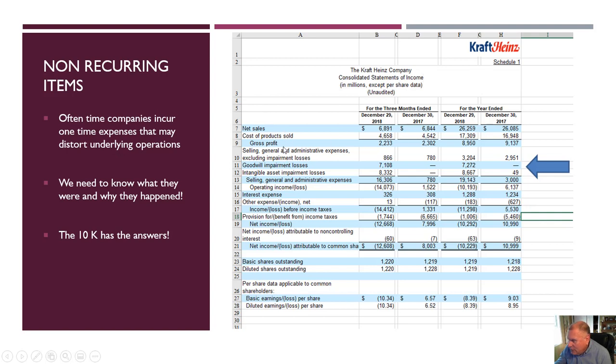So they list it all out for 3 months ending 12/18, and for the year, let's take a look at what they're showing. Well, we come down: net sales, cost of goods sold, gross profit, SG&A, excluding impairment losses, and then we see two big pieces here: goodwill impairment, intangible asset impairment.